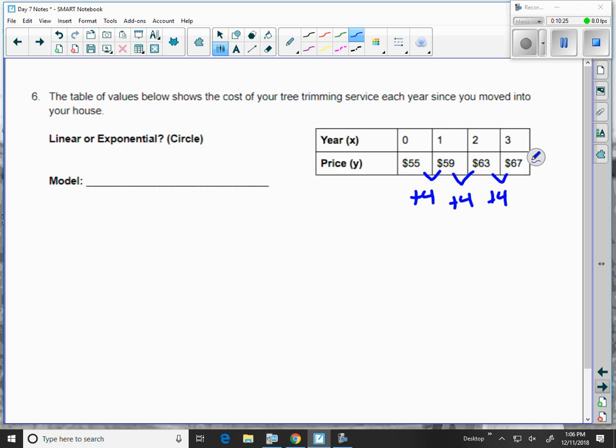If it's addition, what are we talking about? It's linear. Perfect. What is our slope? Yes, positive 4. And what is our initial starting y-intercept value? 55. Okay, we find that right here. That's our y-intercept.